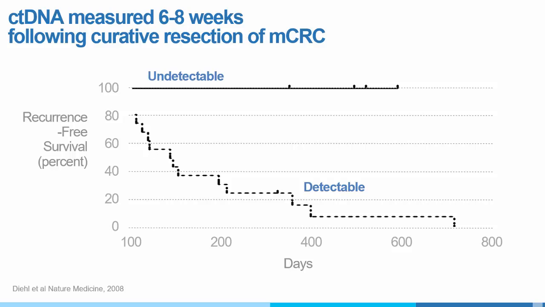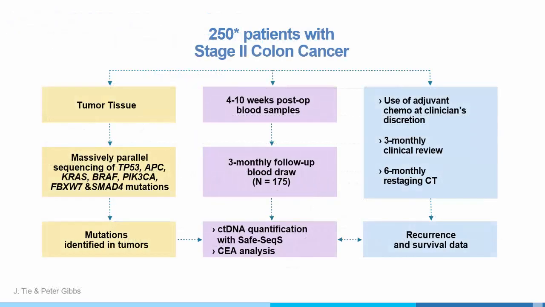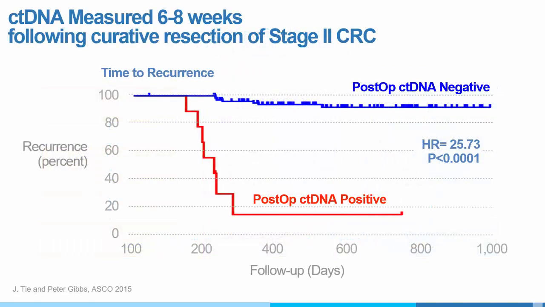Again, a pilot study, but subsequently we worked with our colleagues in Australia, Jeanne Tie and Peter Gibbs, to look at stage 2 colorectal cancer patients, 250 patients, resected tumor tissue, sequenced for well-known colorectal cancer genes, found those mutations, and at 4 to 10 weeks after surgery, measured the blood for those exact same mutations. And what we found was the following, that the pictures look very similar. If you were positive, the positive predictive value for recurrence was about 95%. If you were negative, it was less.